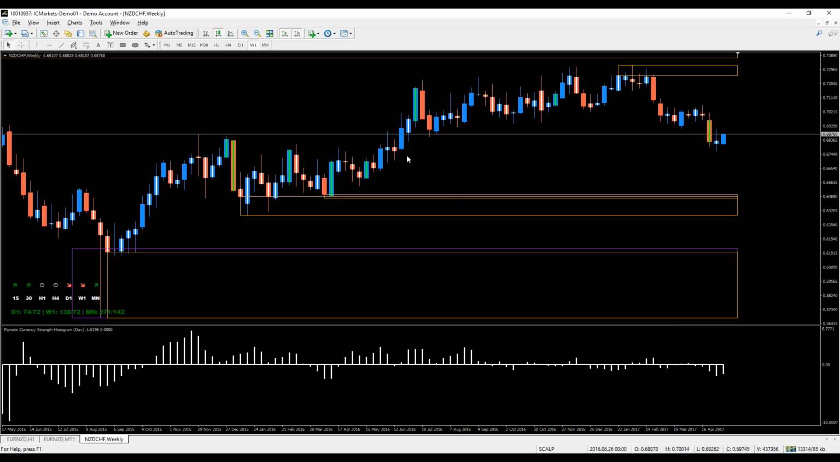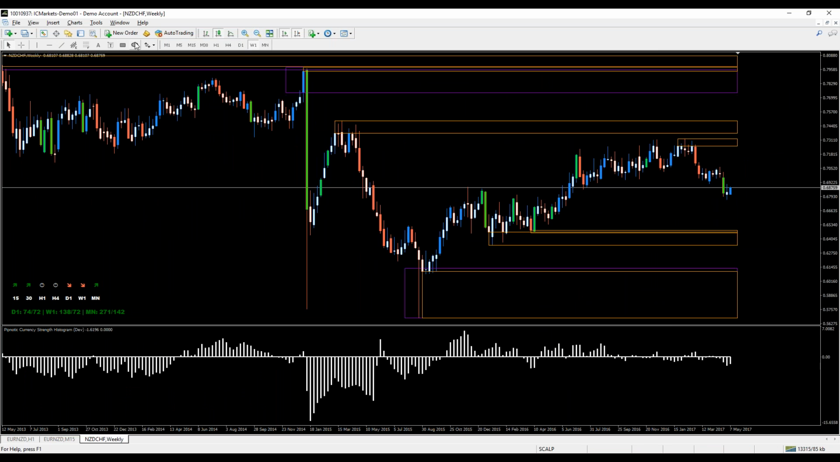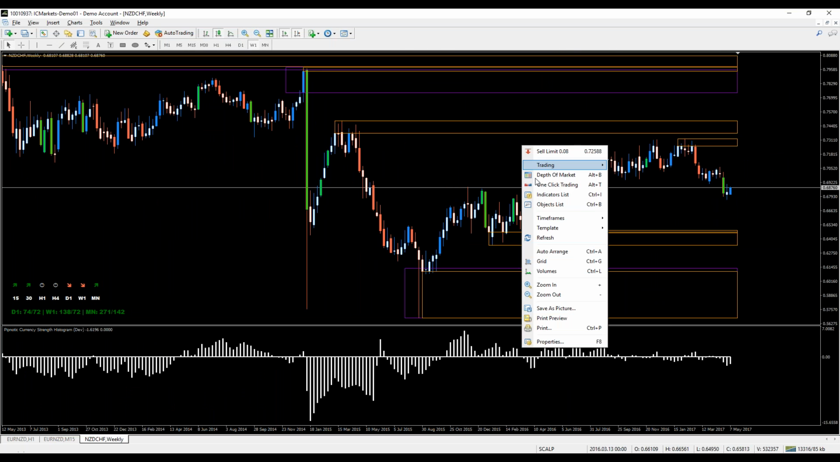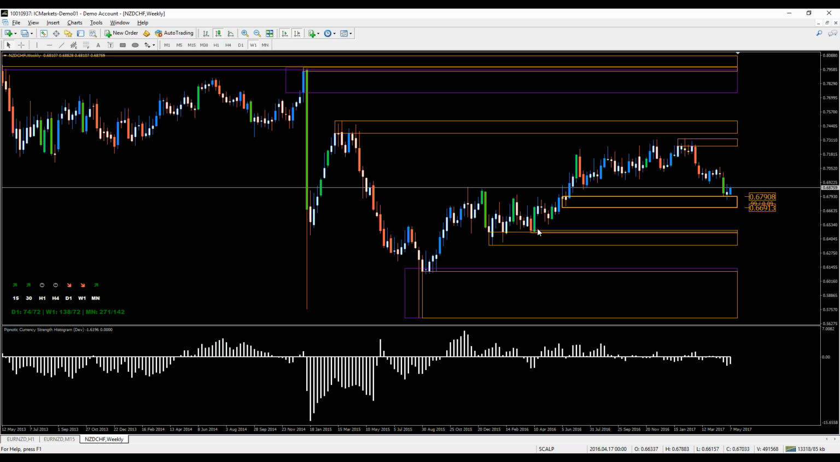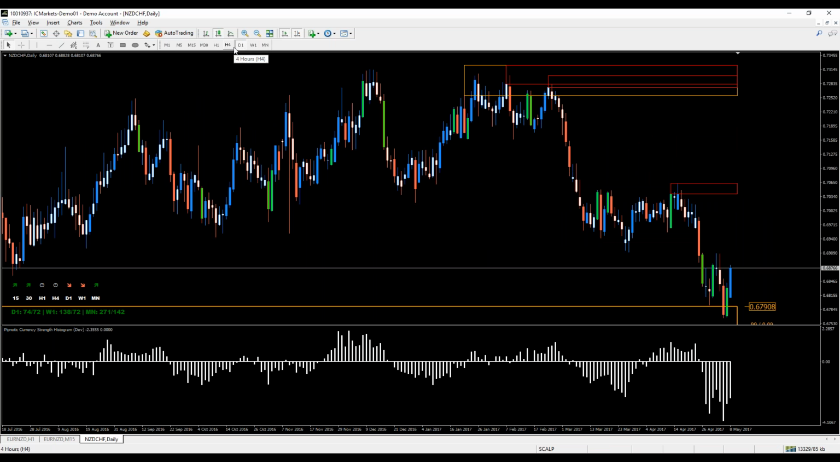So we'll draw that in, just here. We've had the reaction, and now we are starting to leave the area. So we simply want to find an area to buy. The entry time frame on the position trading would be the daily, but you can see there's no clarity on the daily, so that's not very interesting to us.